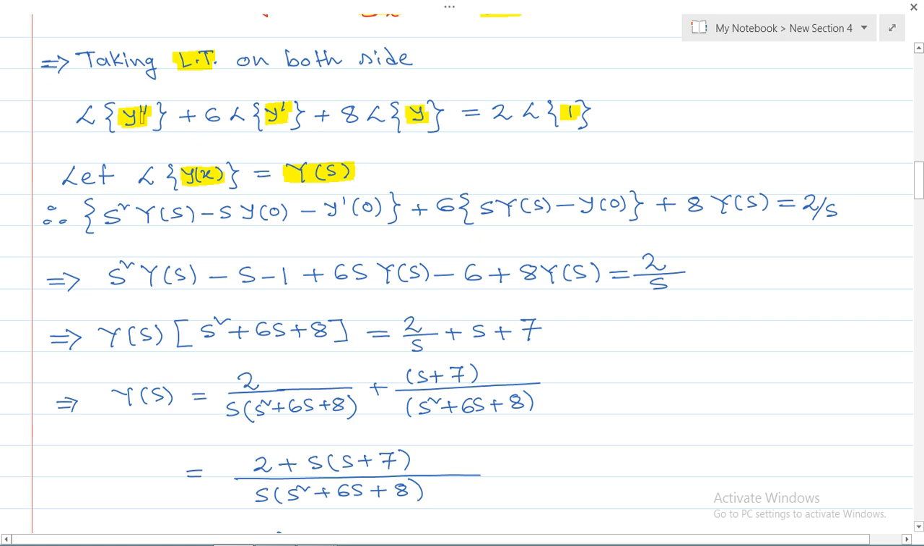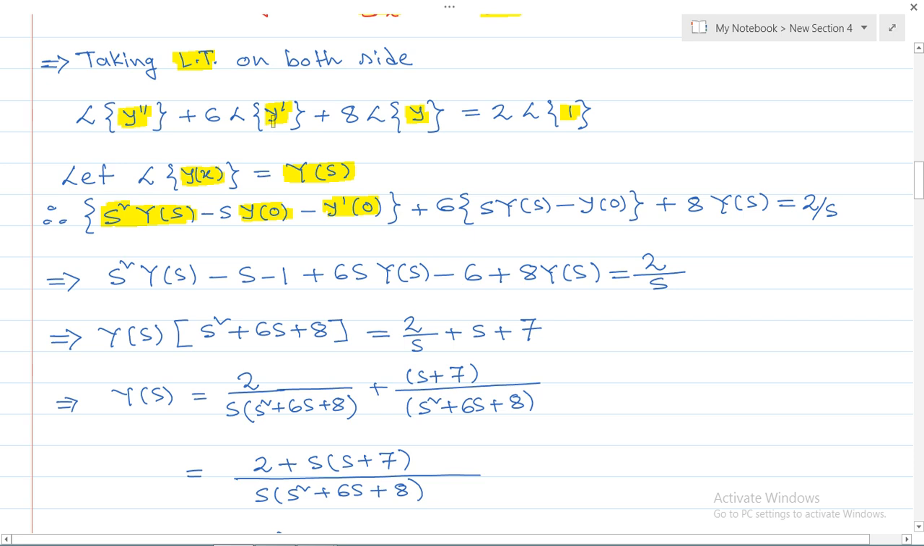So what is the Laplace transformation of y double dashed? That is double differentiation. So the formula is s squared into capital Y(s) minus s into small y(0) minus y dashed of 0. So this is coming from the first term, the Laplace transformation of y double dashed.